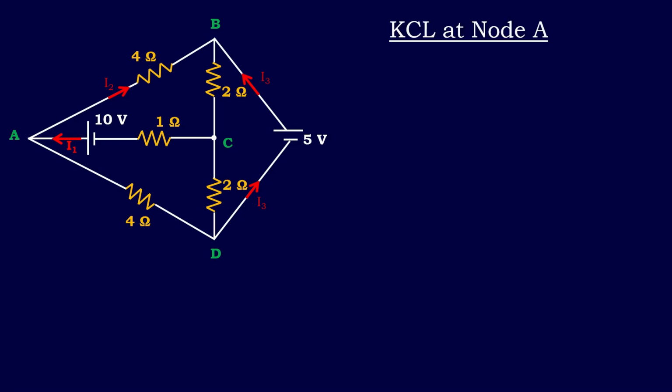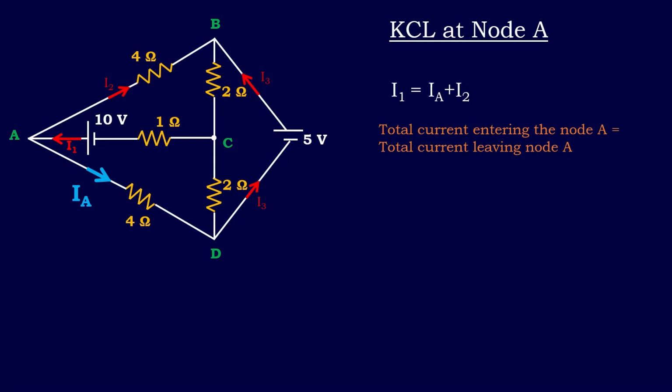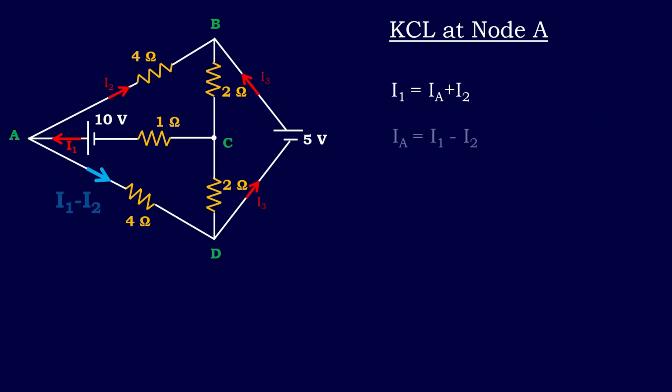From the circuit diagram, current I1 is entering node A. Current I2 is leaving node A. Let us assume an unknown current IA is also leaving node A. According to Kirchhoff's current law, the total current entering a node is equal to the total current leaving the node. So at node A, current entering is I1 and currents leaving are I2 and IA. Therefore, we can write I1 equals I2 plus IA. Rearranging this equation, we get IA equals I1 minus I2.